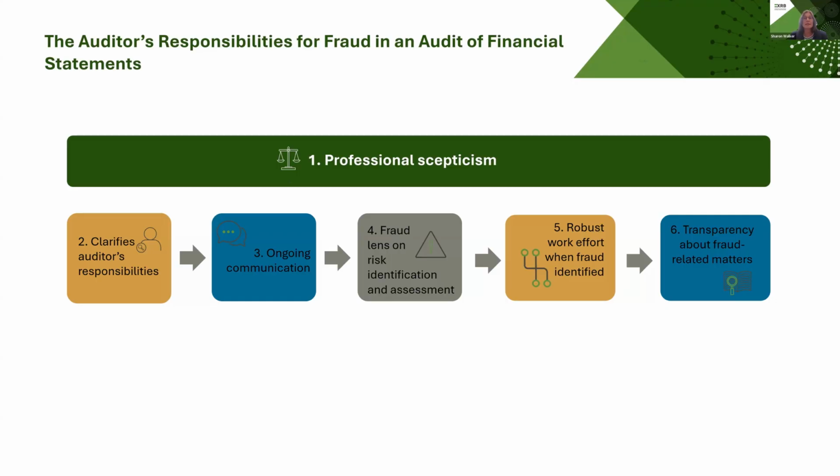So the revised auditing standard enhances transparency on key audit matters related to fraud. So these new requirements expand on existing requirements to report key audit matters using the CAM reporting on fraud-related matters through the CAM mechanism. It requires the auditor to think about the matters that have been brought to the attention of those charged with governance.